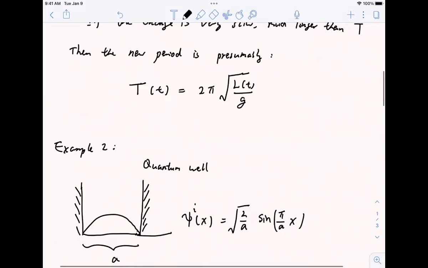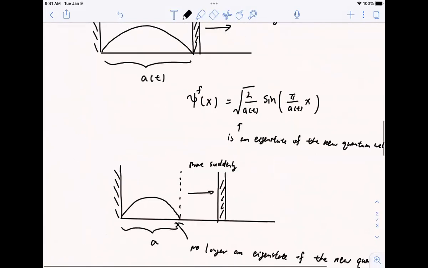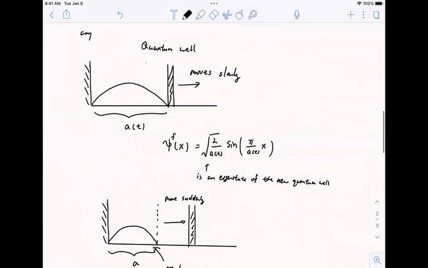So whether it is adiabatic or not adiabatic is determined by whether the system can respond fast enough to your change. If the system can respond fast enough, the system will just follow your change. You go to a new system, then this wave function will evolve into the new eigenstate of the new system. If this can happen, then we call this an adiabatic process. Okay. So these are two examples of adiabatic processes.